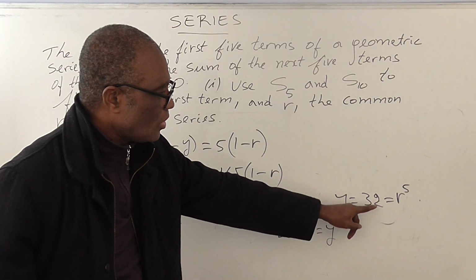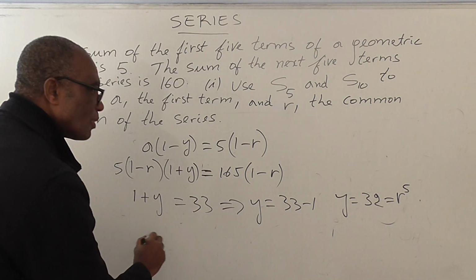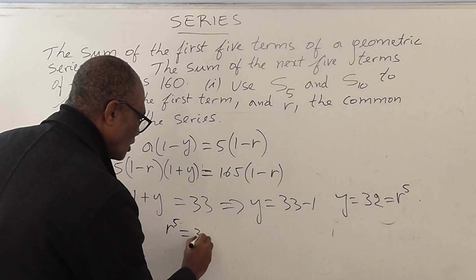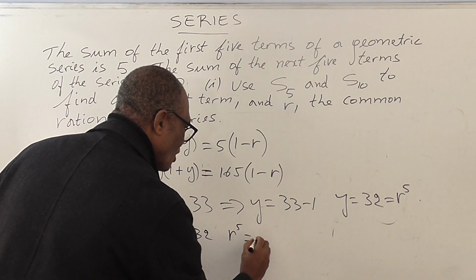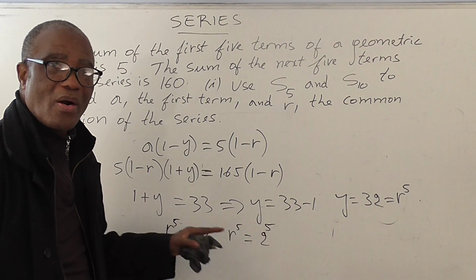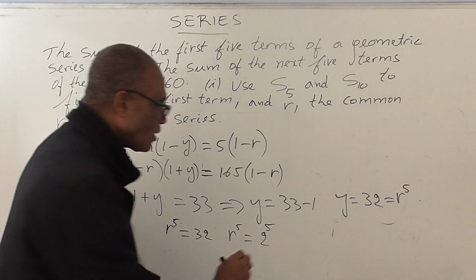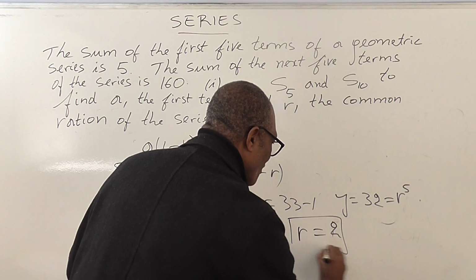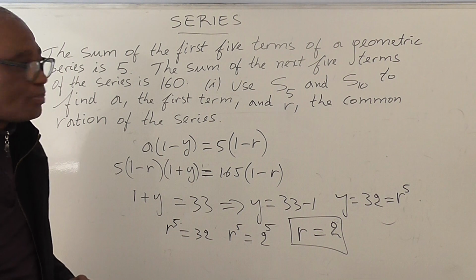Okay, 32 is equal. Now from here, I'm going to write r power 5 is equal to 32. That means r to the power 5 is equal to 2 to the power 5, because 32 is 2 to the power 5. Now, that means r is equal to 2. We have the value of r. R is equal to 2.